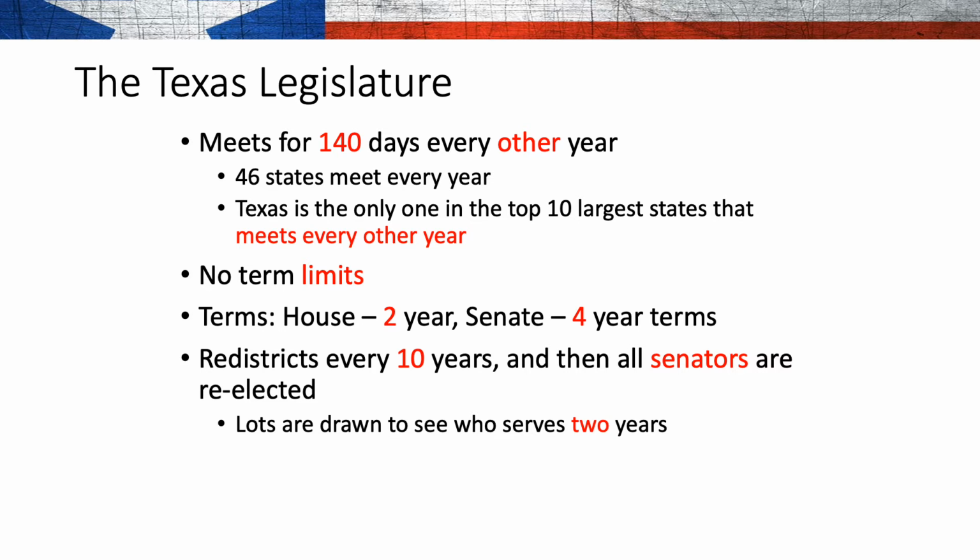And at that point, everybody gets reelected. Some senators may be in the middle of their 4-year term. They've only served 2 years of their 4-year term. And so the senators, if, for example, there are 2 people that are going to need to go away from redistricting, lots are drawn to see who serves the 2 years.